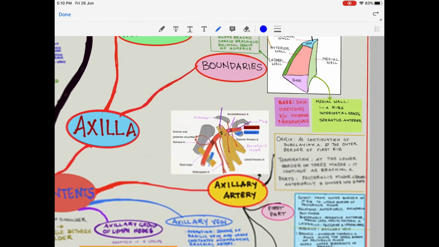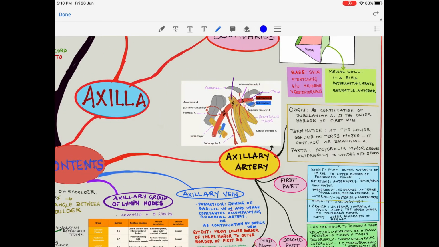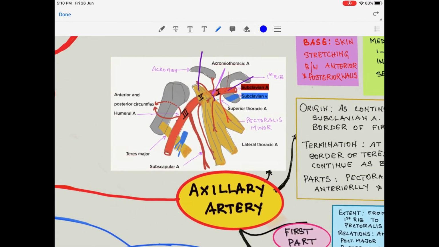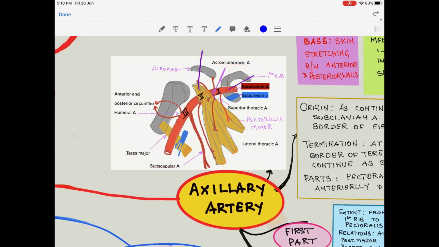Now we'll see the contents. The first content we will discuss is the axillary artery. Now axillary artery is the continuation of subclavian artery, and distally it continues as brachial artery. The same vessel, same artery, has been given different names depending upon its location. In the root of the neck, it is called subclavian artery. In the axilla, it is called axillary artery. Lower down in the brachium, it is called brachial artery.